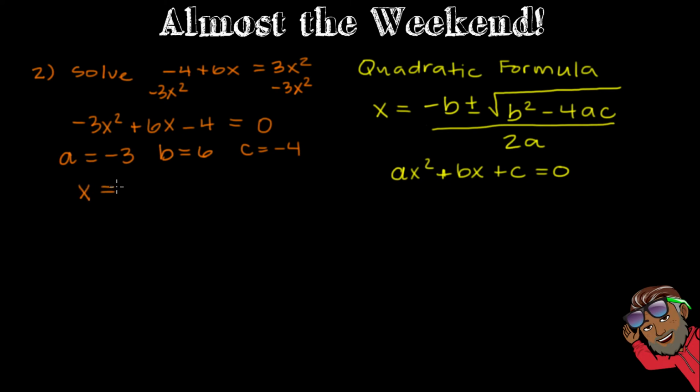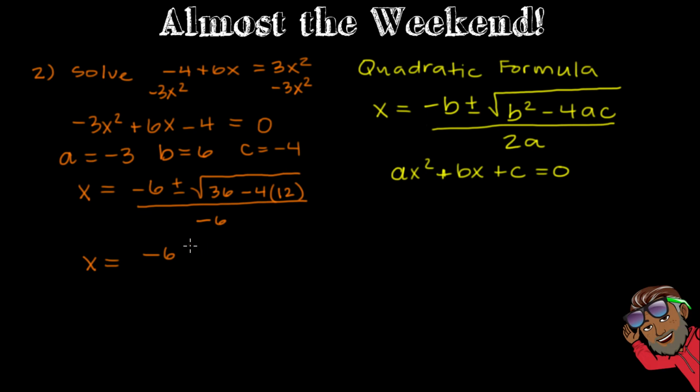x equals the opposite of b, so negative 6, plus or minus the square root, b to the power of 2. 6 times 6 is 36. b to the power of 2 minus 4 times negative 3 times negative 4, a and c. So negative 3 and negative 4 is just 12. So I'm going to throw a 12 right there over 2a. Now 2 times negative 3, so over negative 6. And then x equals negative 6 plus or minus the square root of 36 minus negative 4 and 12 is negative 48. So we have 36 minus 48.